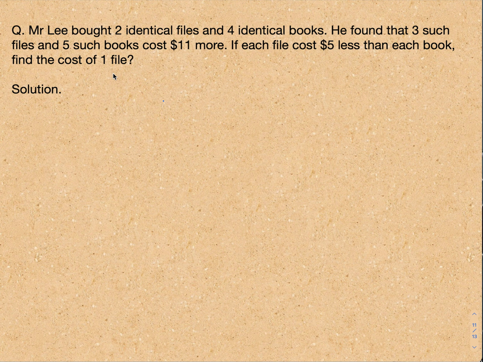So Mr. Lee went to a bookshop or maybe a stationery shop as well. There he bought 2 identical files and 4 identical books, and then he found that 3 such files and 5 such books cost $11 more. So what information do we have here?